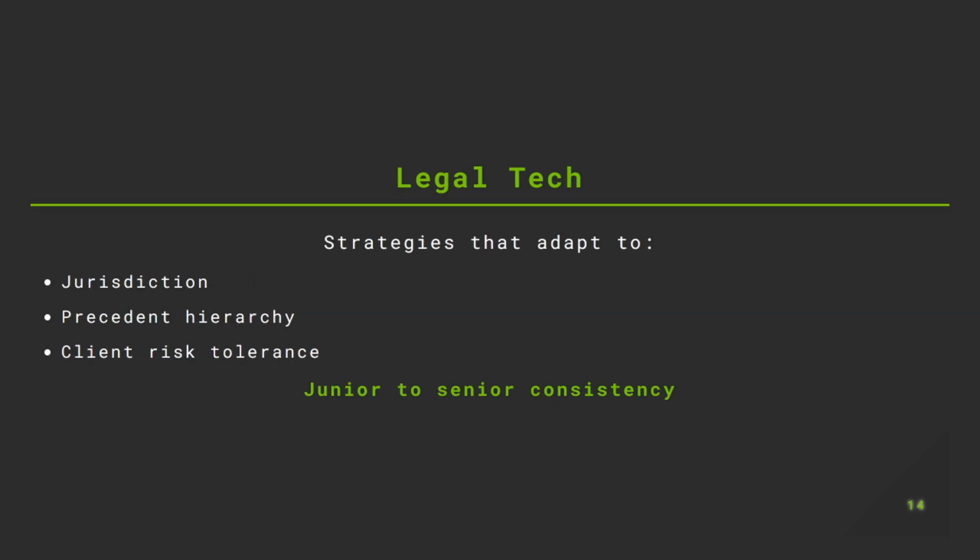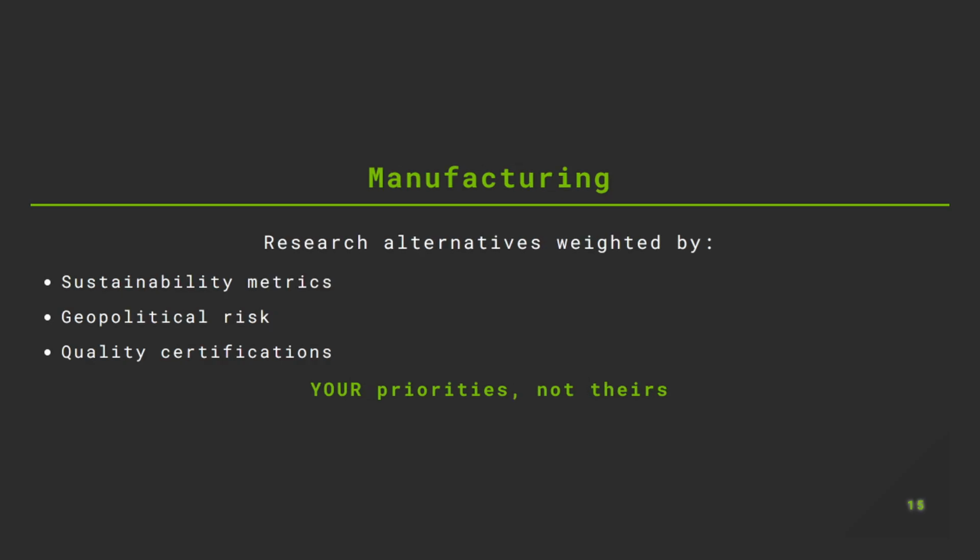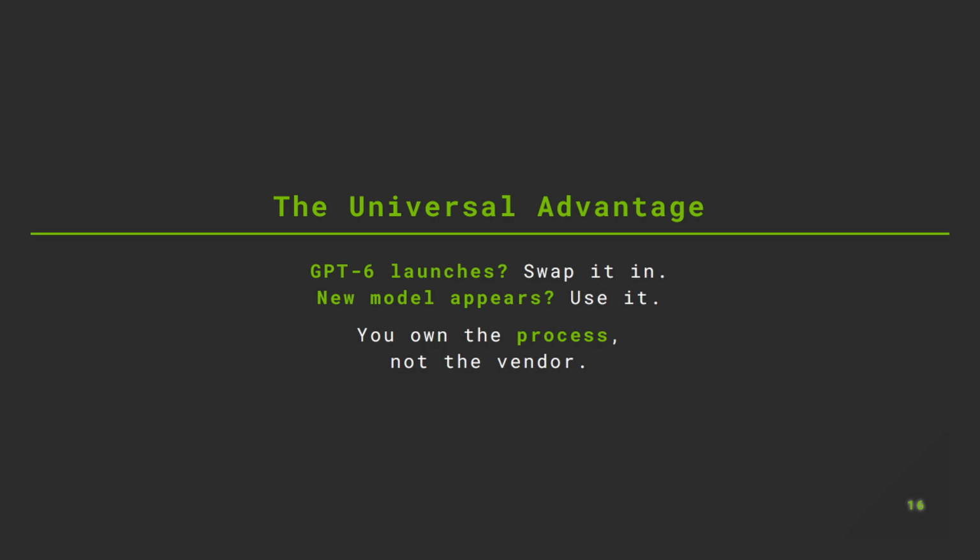Legal firms, your research adapts to jurisdiction, follows precedent hierarchy, and adjusts for client risk tolerance. Every junior associate follows the same exact process as your senior partners. Consistency at scale. Manufacturing, research supply chains with your priorities, sustainability scores, geopolitical risk, quality metrics, not what some algorithm thinks is important, what you think is important. And when GPT-6 drops next year, just swap it in. Your competitor releases their proprietary model, just use it with your strategies. You own the process, not the vendor.